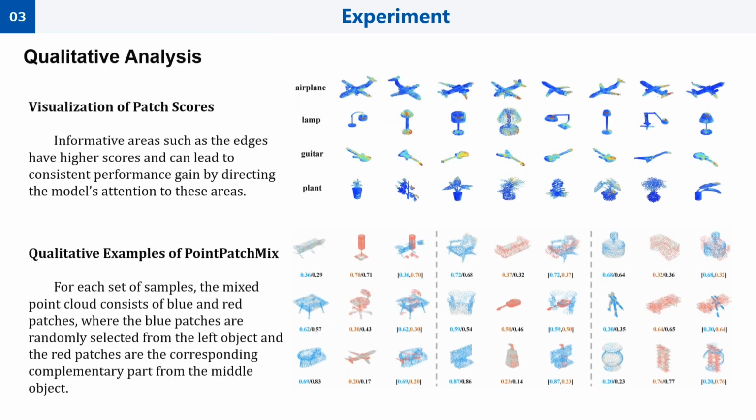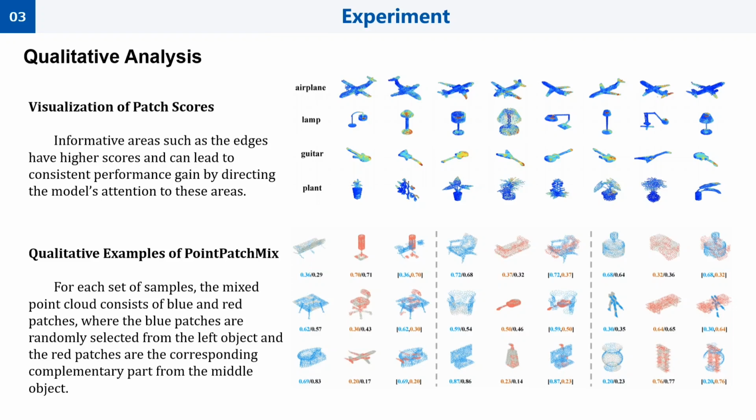In the qualitative analysis, we firstly present a visualization of the patch scores in the upper right plot. Content-rich patches are closer to red, while unimportant patches are closer to blue. As we can directly observe, edge patches, e.g., the wing of airplane, the head of guitar, and some key local patches, e.g., the wick of lamp, the leaf of plant, often contain rich semantics. We also present additional examples of PointPatchMix for qualitative analysis in the lower right figure.